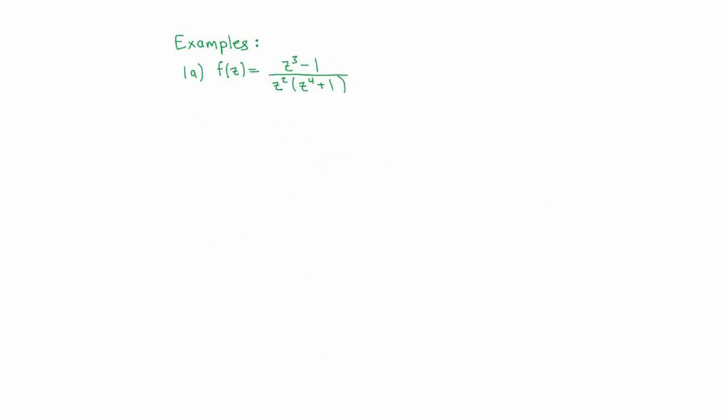Now I'd like to look at some examples. For the first example, let's look at the rational function f of z equals z cubed minus 1 divided by z squared times z to the fourth plus 1.